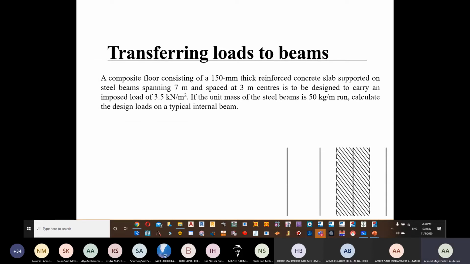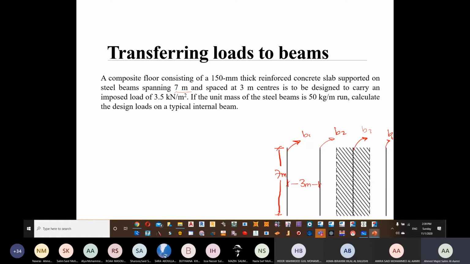They told us that the beams are spanning 7 meters. So we have beam 1, beam 2, beam 3, and then this is going to be beam number 4. Now the span of each beam has been given by the problem to be 7 meters. And each beam is spaced 3 meters away, so the distance between one beam and another beam is 3 meters.